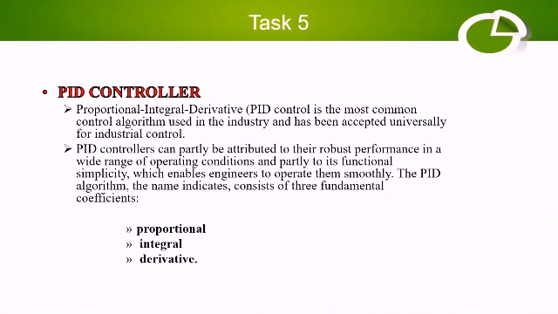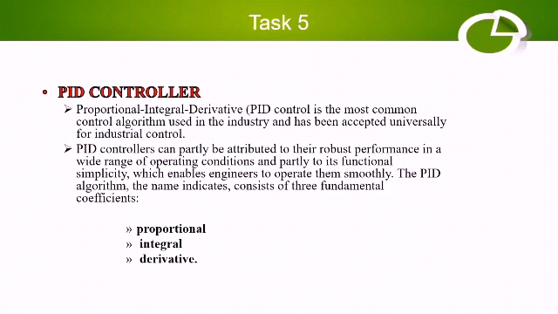Let me start with task 5, PID controller: proportional integral derivative. The PID controller is the most common control algorithm used in industry and has been accepted universally for industrial control. The popularity of PID controllers can partly be attributed to their performance in a wide range of operating conditions and partly to their functional simplicity, which enables engineers to operate them smoothly.